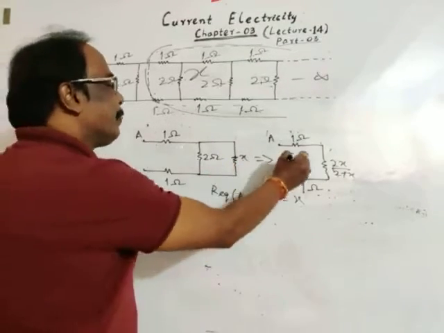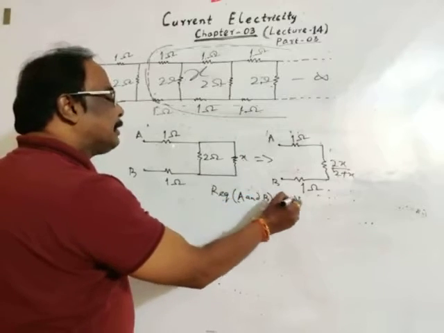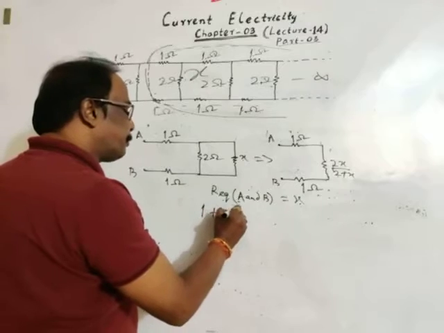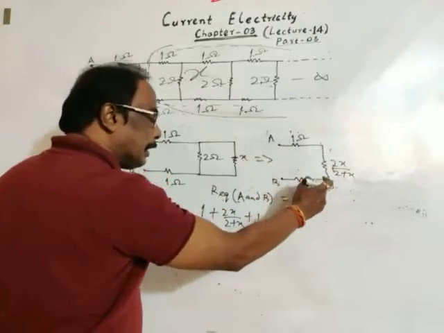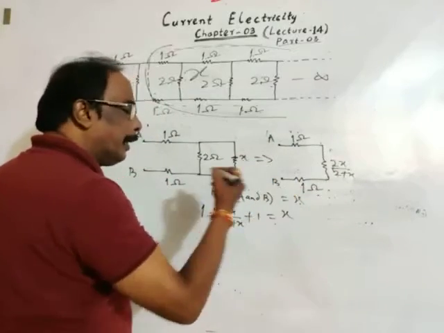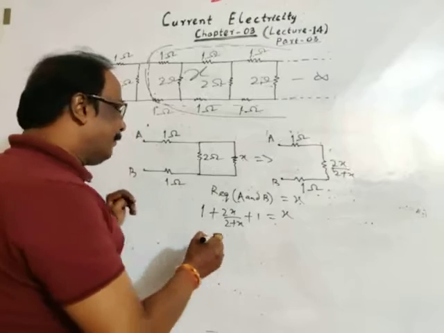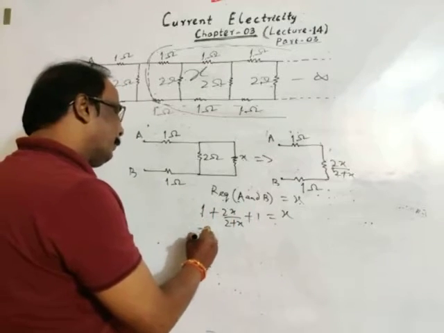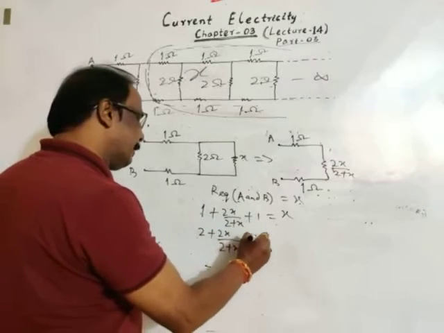Okay. Then the equivalent resistance between A and B is X. Then what is the total resistance? 1 plus 2x by 2 plus x plus 1. All these are in series, which equals X, the equivalent resistance. Again equal to X. Now only to solve: 1 plus 1, 2, plus 2x divided by 2 plus x is equal to x.